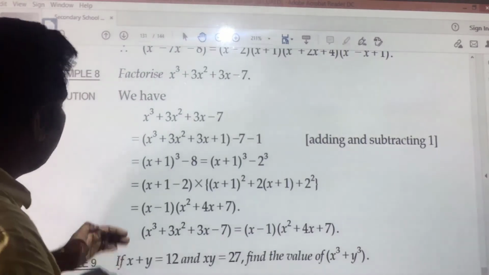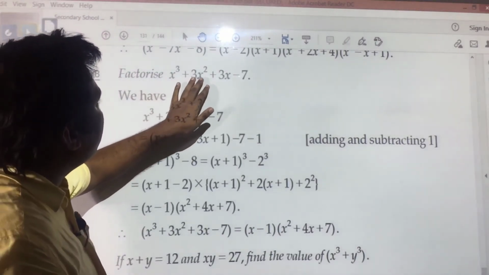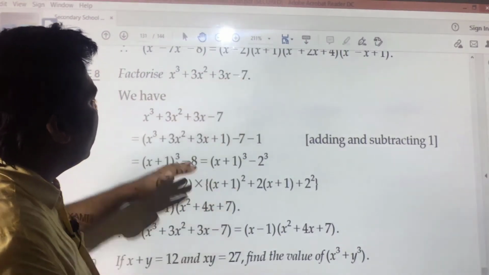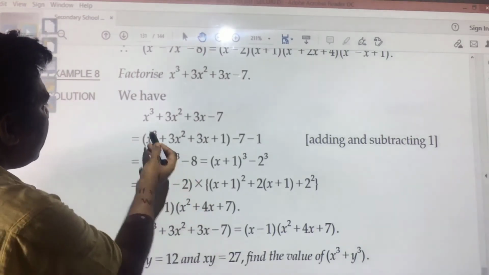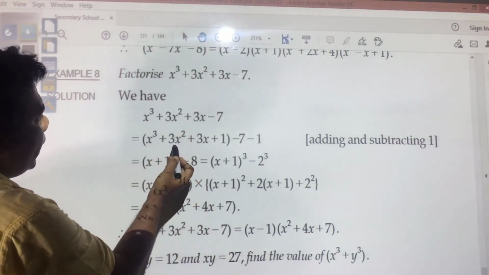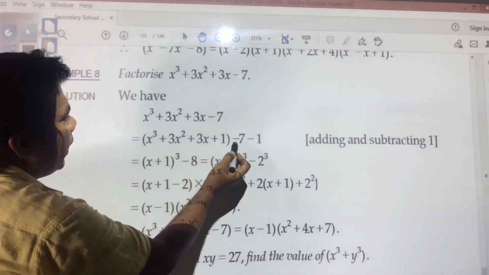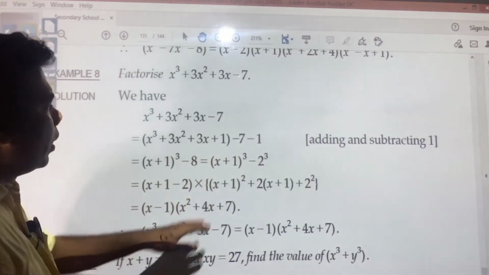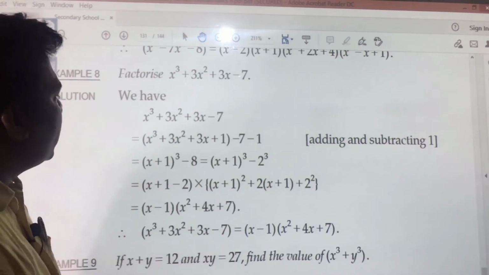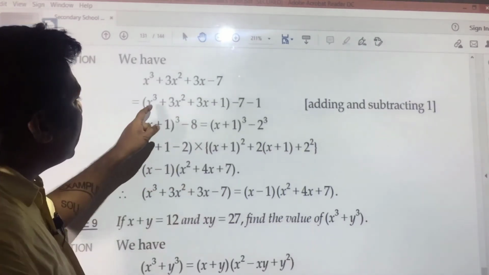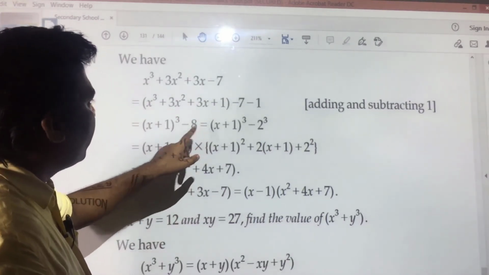Question number 8, you see x cube plus 3x square plus 3x minus 7. How is it to be done? x cube plus 3x square plus 3x plus 1 minus 7 minus 1. Why has it been done? Because here, you see, we needed to get this in formula.